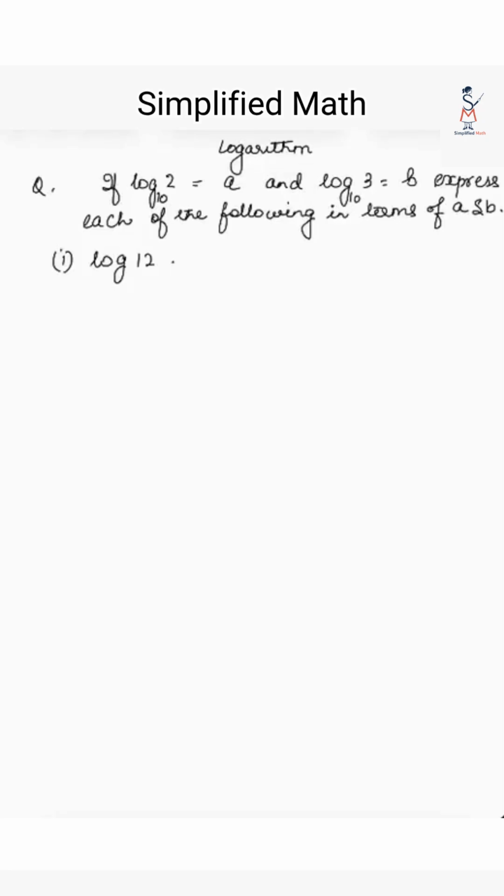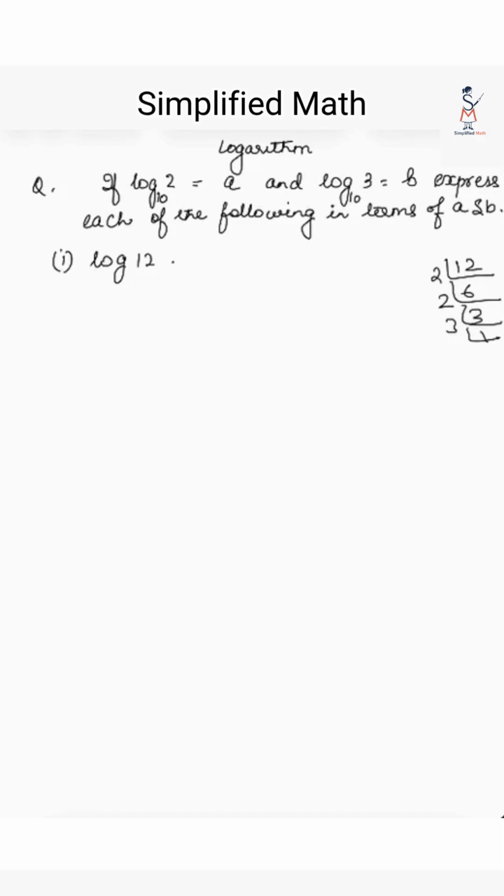Hi, we are doing logarithm. Log 2 to the base 10 is a and log 3 to the base 10 is b. Express each of the following in terms of a and b. That is log 12. Now, how we can write 12 as we'll factorize 12: 2, 6, 2, 3.